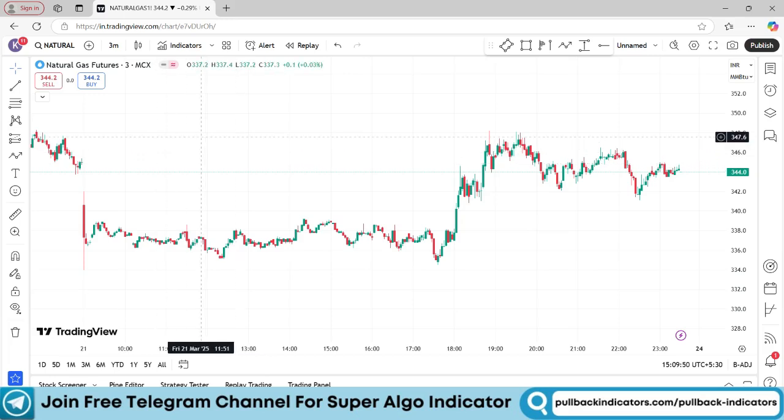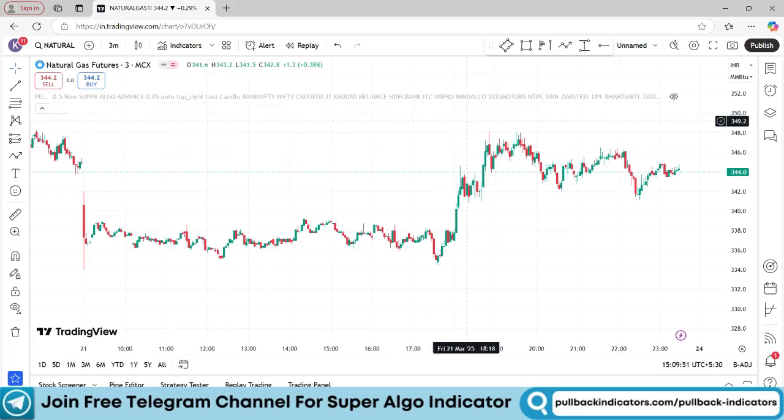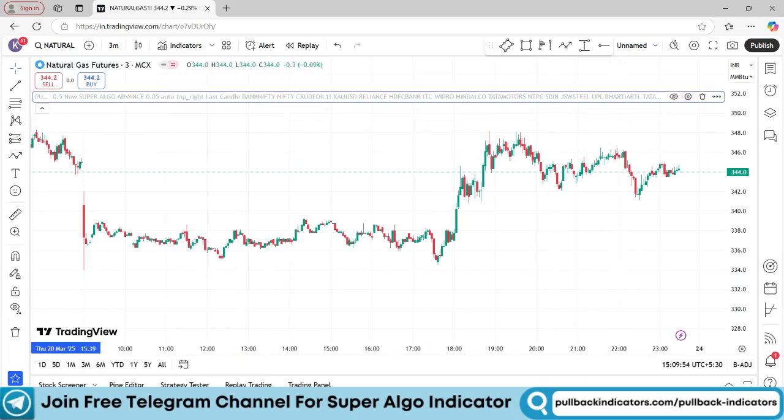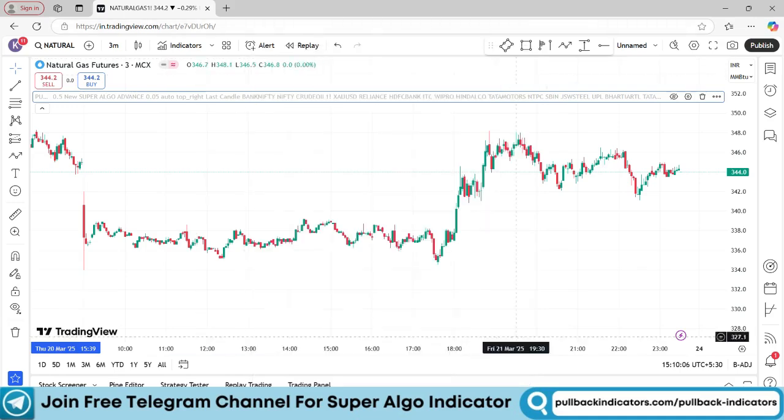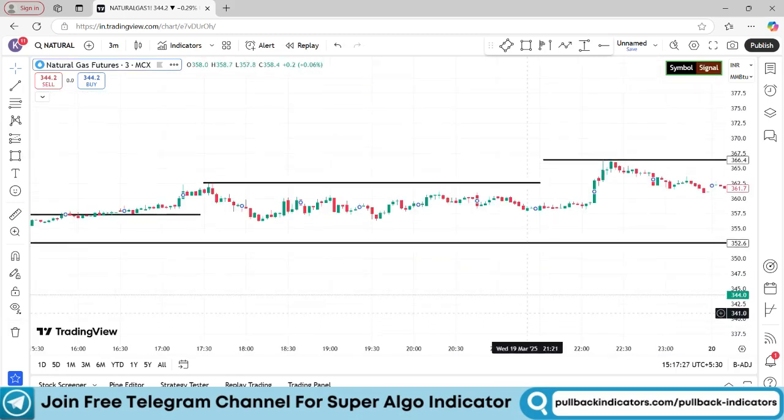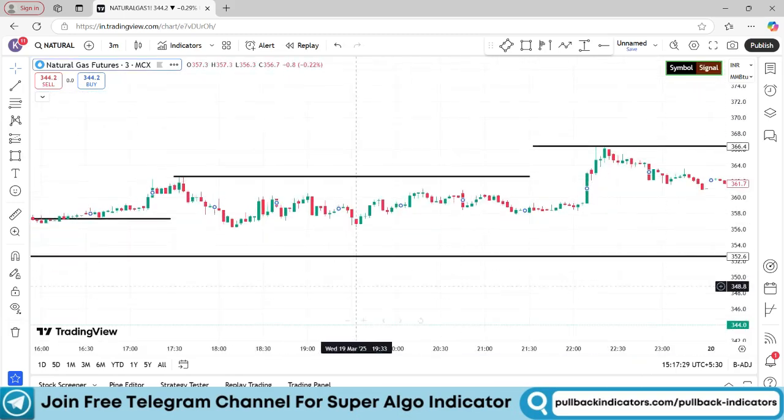To use this strategy, we will be using the pullback indicator. The mode we will use is pullback range breakout with screener. Just press OK on this. It is a 5-in-1 indicator also. Currently I'm using pullback range breakout with screener, then press OK. And this is how the indicator looks. Now let's understand the concepts of the strategy. Time frame is 3 minutes.